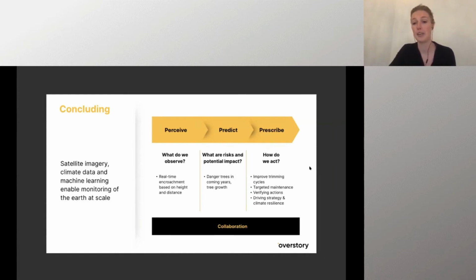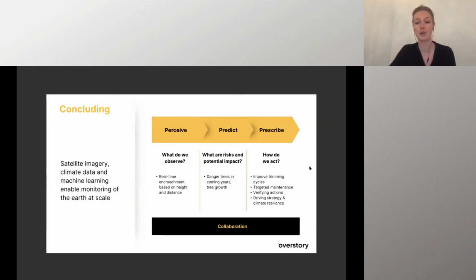And the third step is prescribe. So how do we act on the perceived intelligence and also on the predicted intelligence? How can this data help to improve our trimming cycles, move to a more risk-based or risk-informed approach, have targeted maintenance, which also is more cost efficient, of course, and verify the actions and verify our vegetation management strategy.